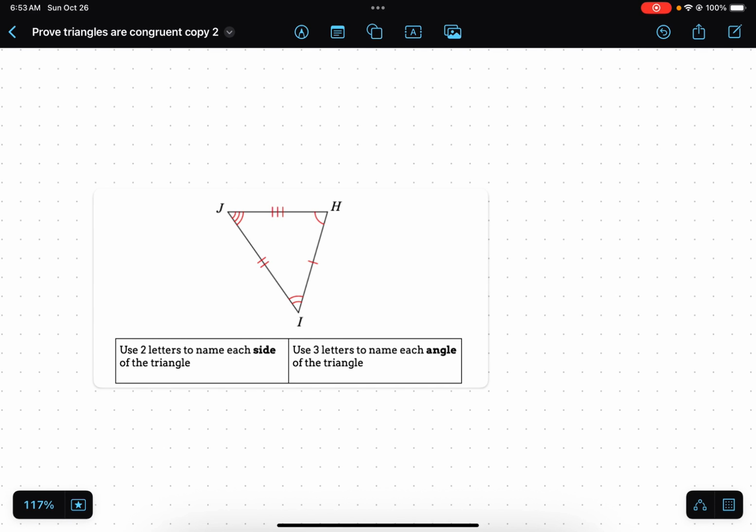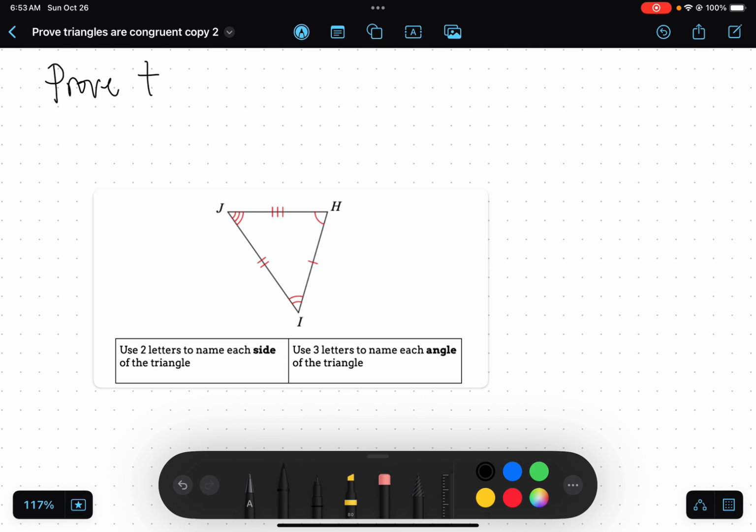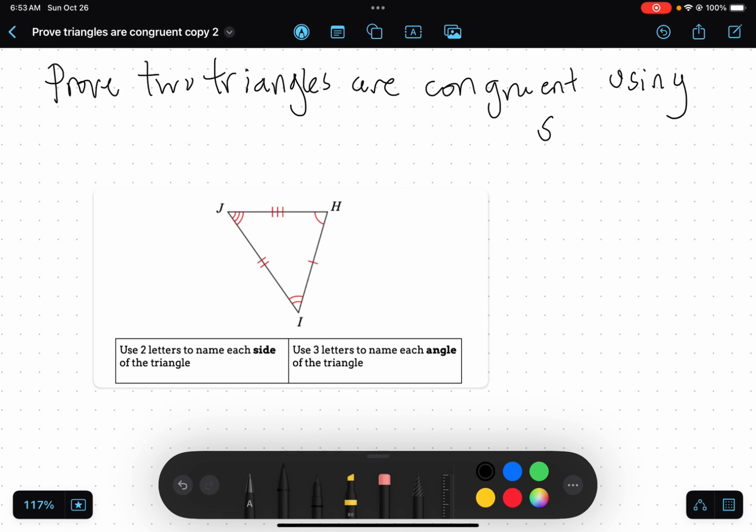All right, so the goal of this lesson is to prove two triangles are congruent using some given information. They're going to give us some information and we're going to figure out if we can prove that the triangles have to be congruent with that information.